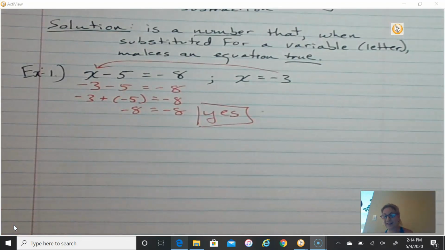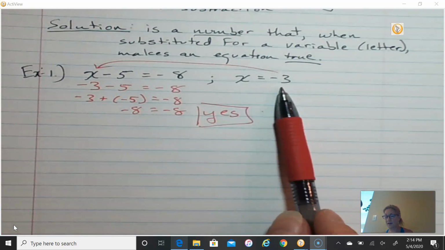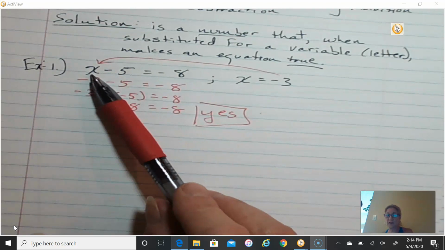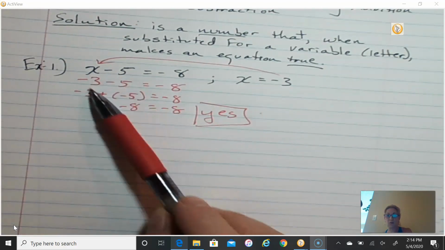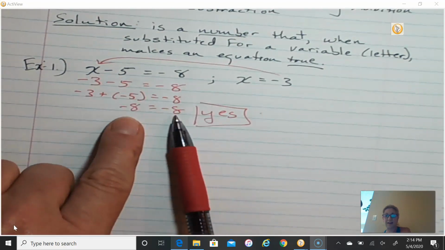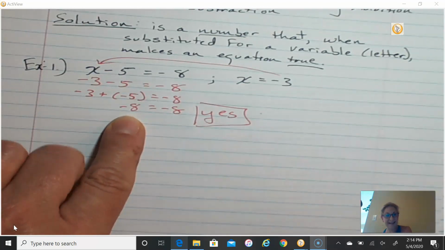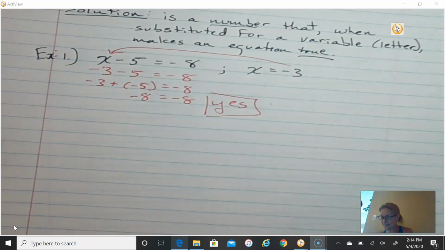So all you're doing is taking the number that they tell you, substituting it in that letter, and then working it out and seeing if they are equal. And then you write yes or no. That's it. Let's do another one.